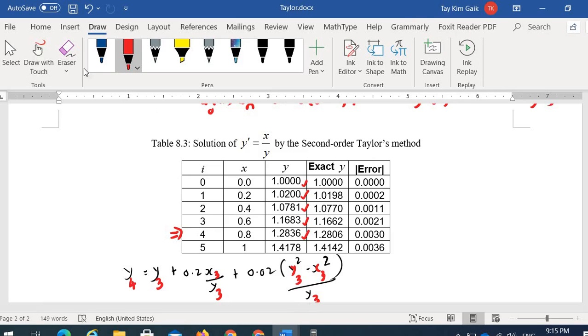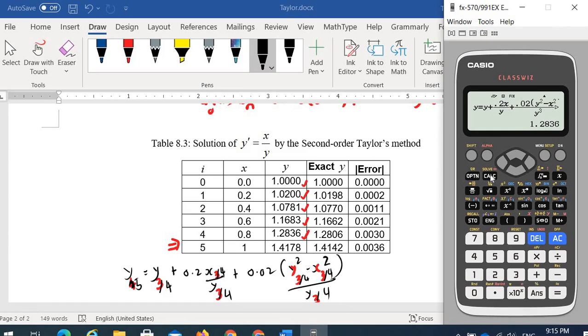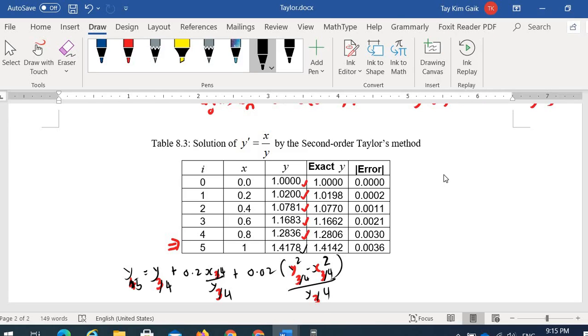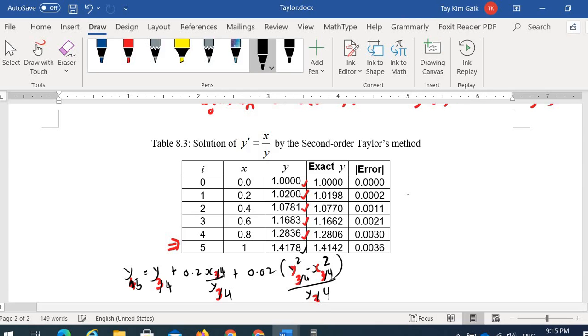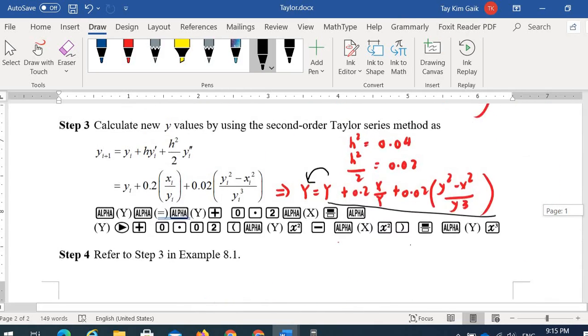So you get 1.2836. And now we are moving to i equal to 5. y number 5 depends on y number 4, x number 4. So you calculate again. The y4 value is already kept in variable y. So you press down to change x number 3 to x number 4, which is 0.8. So we get 1.4178. So this is using the calculate menu. And to get the exact solution, you can quickly key it into table mode.